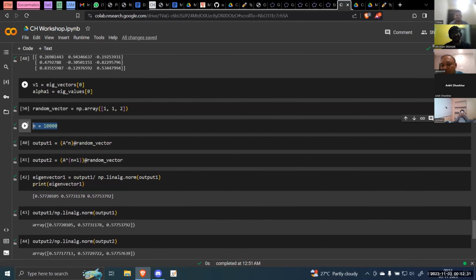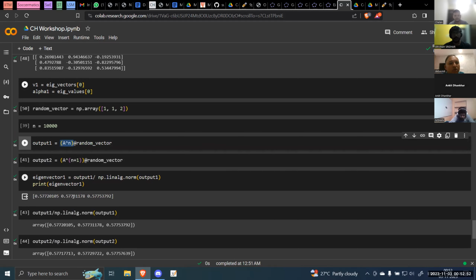Here I've taken n as 10,000. That's why I'm very confused. So this is the number of iterations, right? Yeah, I think 10,000 is not needed. It will converge much before that. So are you doing it in a do loop, or how are you doing it? Oh, you are doing it in one go.